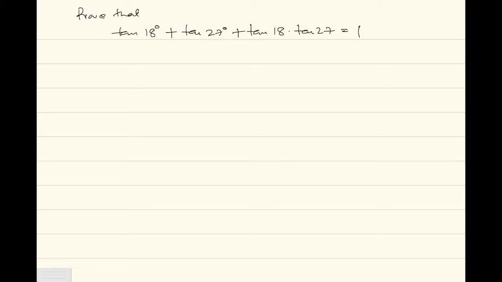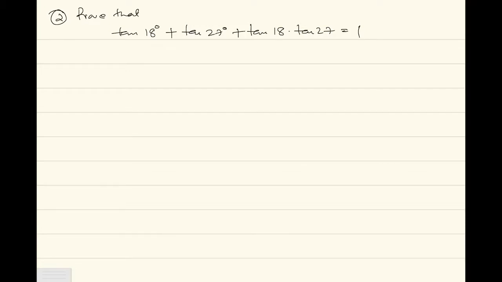Okay, the second sum, a rather very interesting sum. It says prove that tan 18 plus tan 27 plus tan 18 dot tan 27 equals 1. This is a very tricky sum actually. So how do I start with this? There is a very different way of starting it. Instead of doing it from the LHS, what I do is start from a known value.